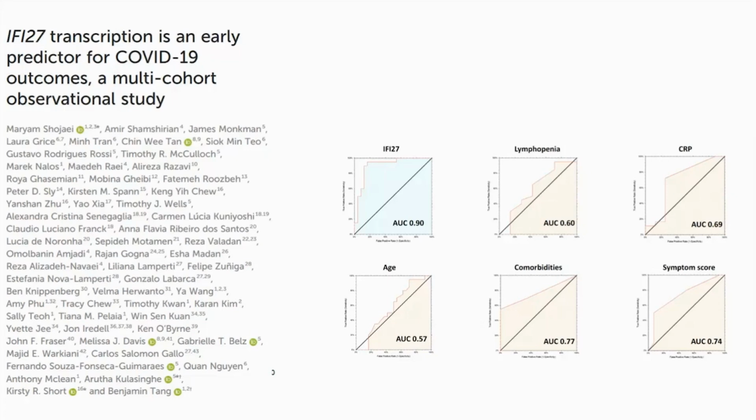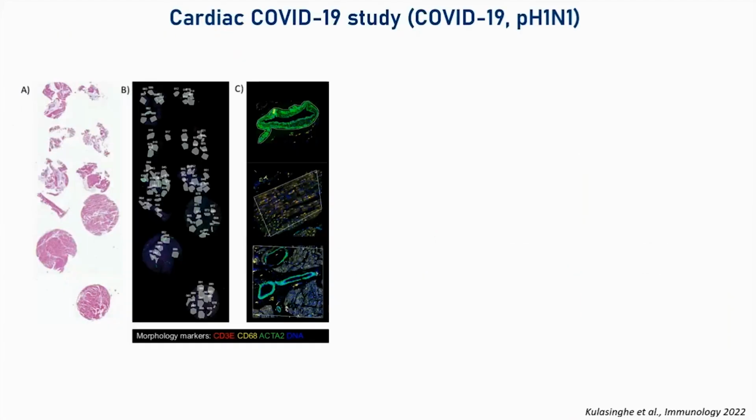We did look at it in the nasal swabs of these patients. There was a trend for IFI-27, but it wasn't as predictive as the blood. And so we're doing a bit more validation there too. If I go into the COVID-19 cardiac study, this is looking at COVID, same approach, tissue microarray, COVID-19 tissues prepared on one TMA, and then we had the 2009 H1N1.